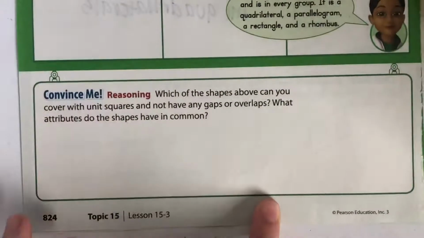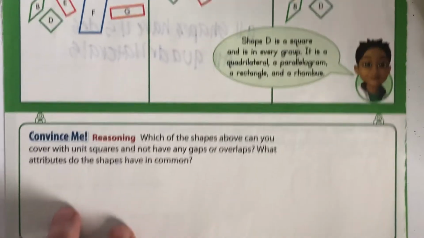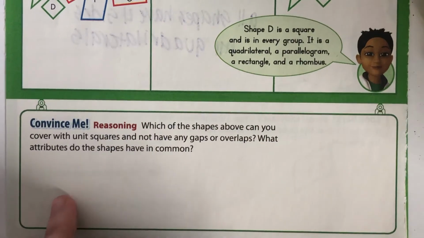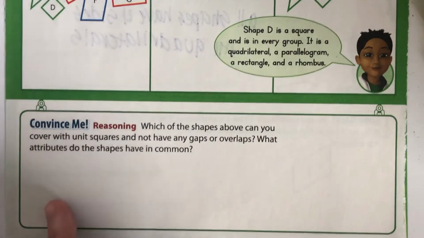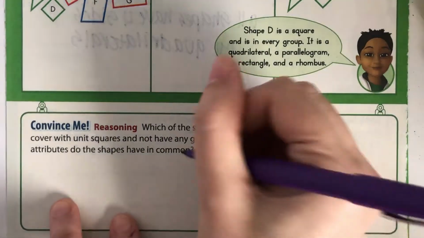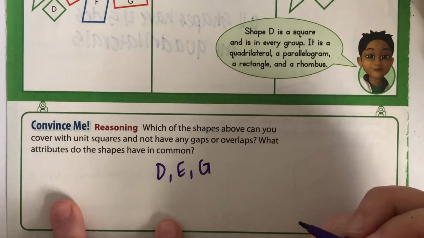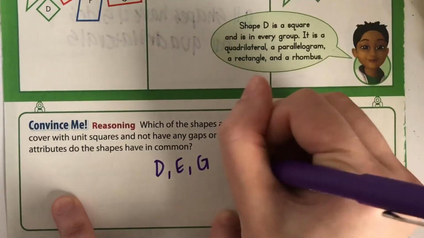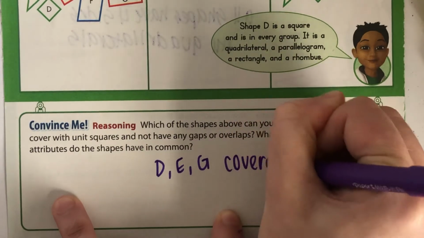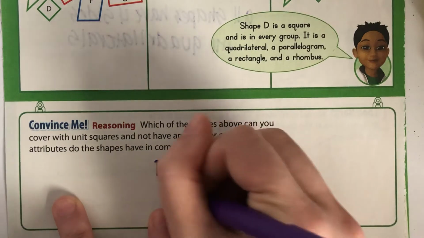Which of the shapes above can you cover with unit squares and not have any gaps or overlaps? Which attributes do the shapes have in common? So letters D, E, and G can be covered with unit squares. Okay, and they are rectangles with four right angles.